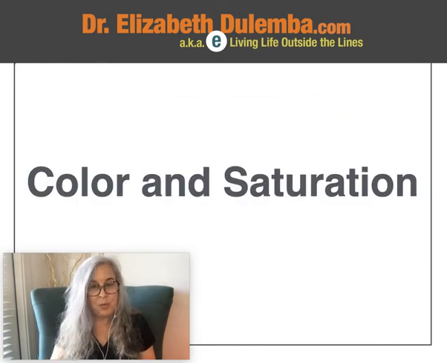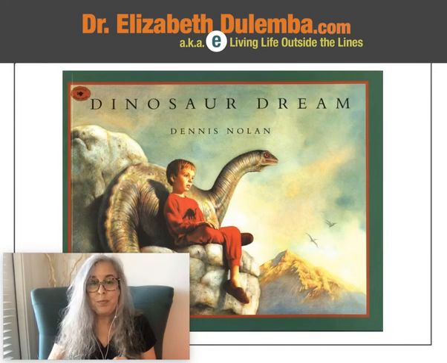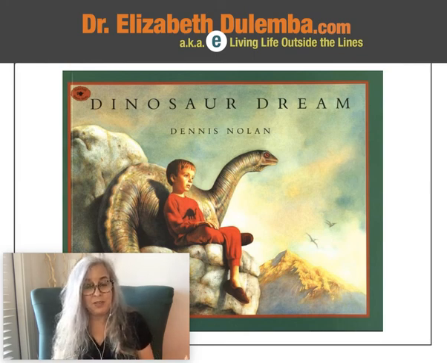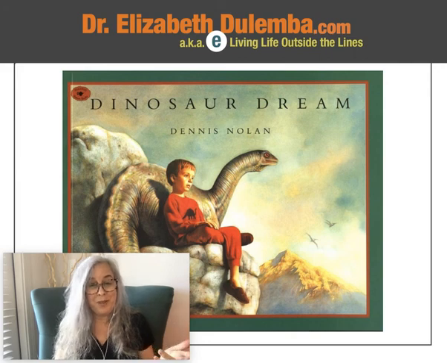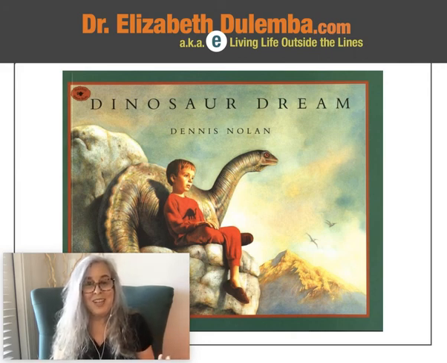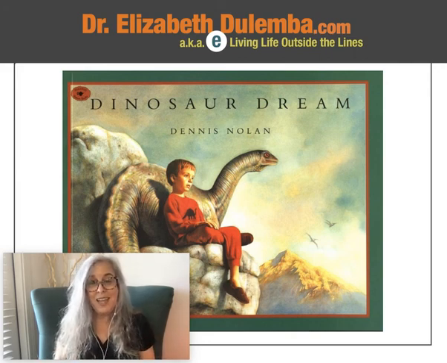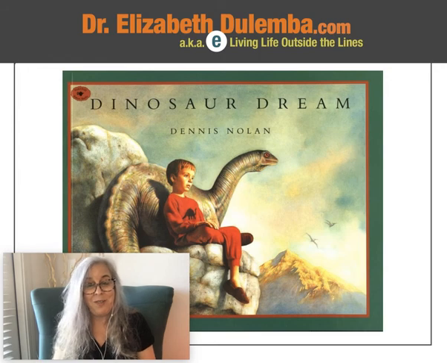Another tool in your toolbox is color and saturation. Now Dennis Nolan uses this to really good effect by using complementary colors. Those are the colors that are on the opposite sides of a color wheel. A lot of football teams will be complementary colors. So here he's got red and green, and the most saturated color in this entire piece is those red pajamas on the little boy. So guess where your eye is going? I'm betting it went to that little boy first.